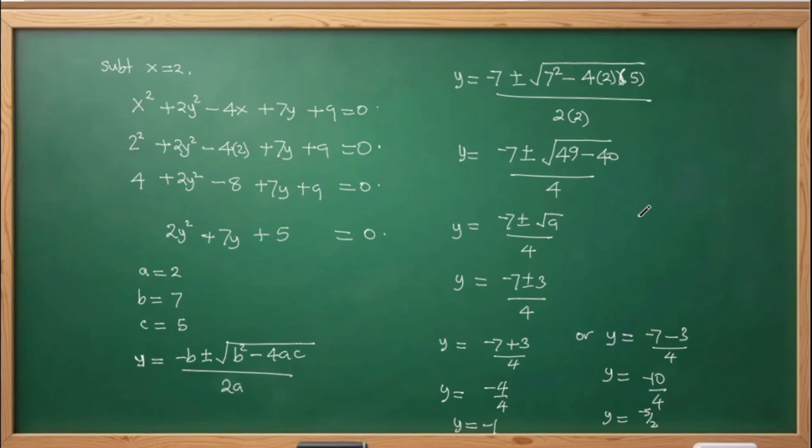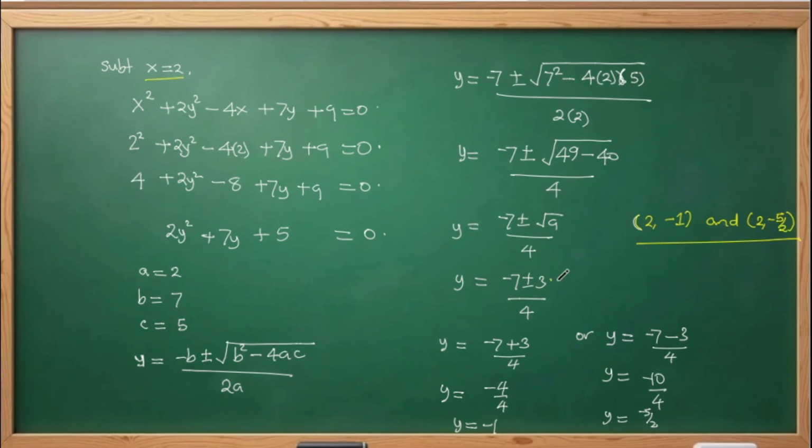Therefore, the points that we'll obtain here, the x value was 2, so we have 2 points. The first one could be 2, negative 1. And the second one could be also 2, negative 5/2. So these are the 2 stationary points that lie on this curve. So up to this time, thank you for watching.